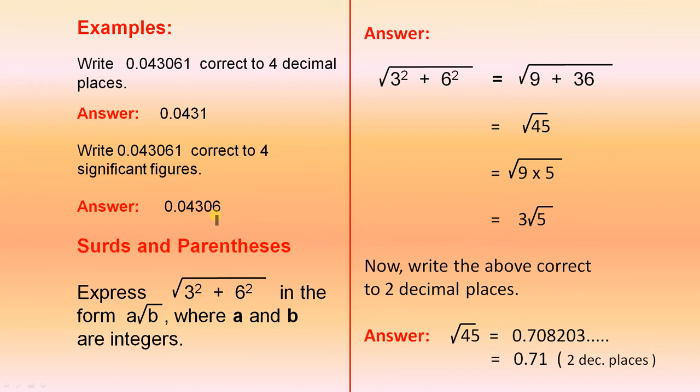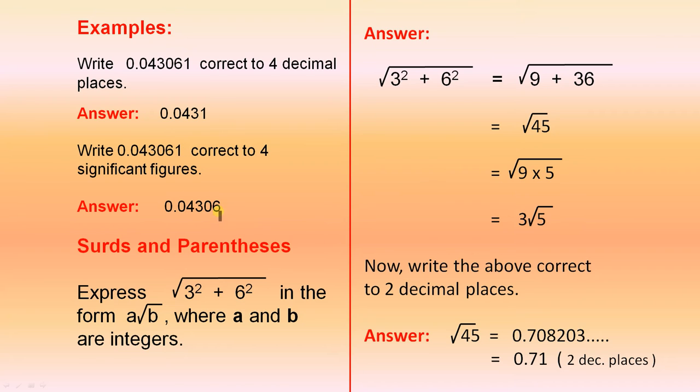Now, let's look at the answer. 0.04306. Now, the 4 is significant because it's a non-zero digit. The 3 is significant. The 0 is significant because it is located between 2 non-zero digits. And the 6 is also significant. So that's why that is the answer.